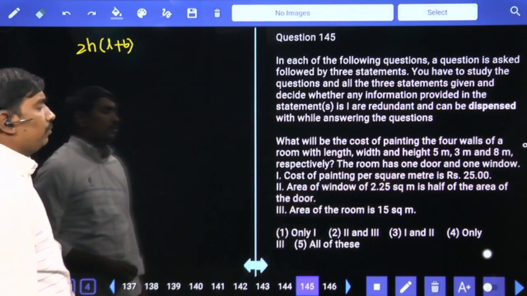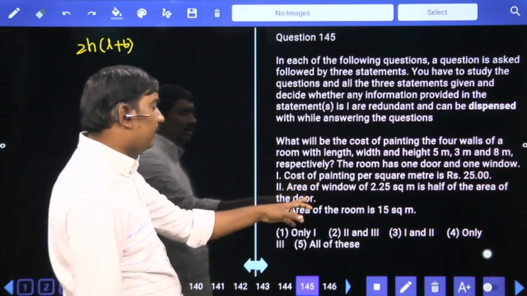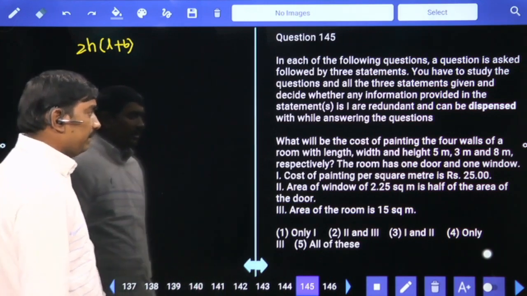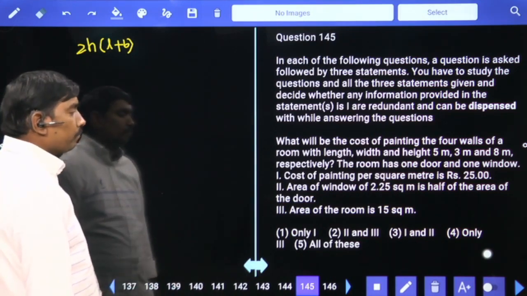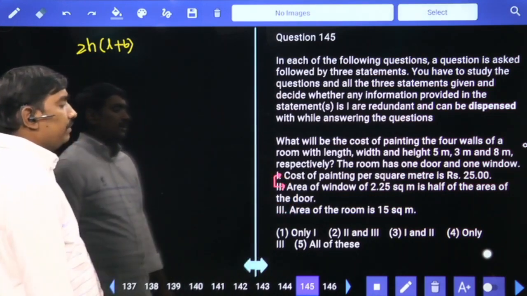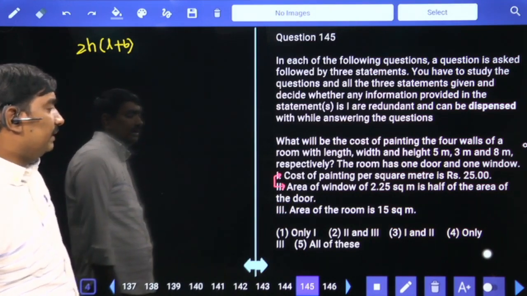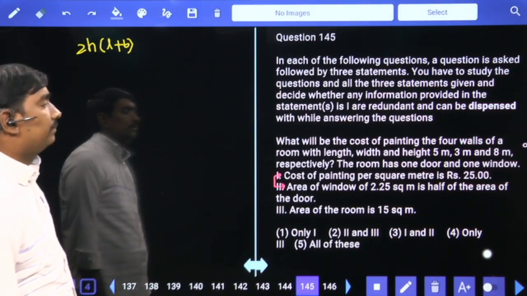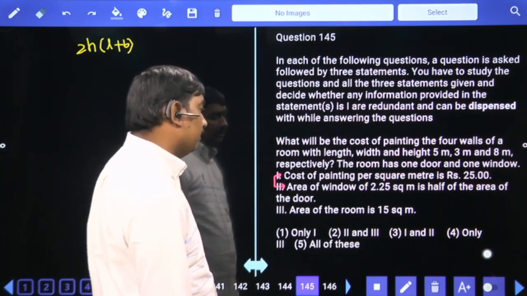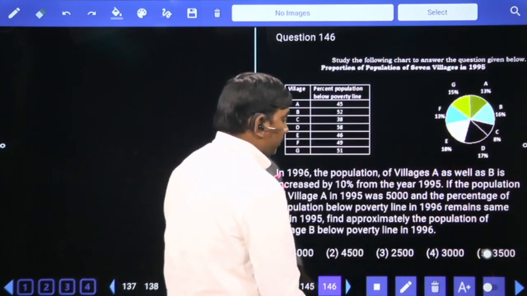Area of the window 2.25 square meters, which is half of the area of the door. So window area 2.25, then door area 4.5. Area of the room is 15 square meters. Room is L times B. By using 1 and 2, we can say the answer. 3 is redundant. Length and breadth, okay, only 1 and 2. 3 is redundant. Next, questions 146 to 150.